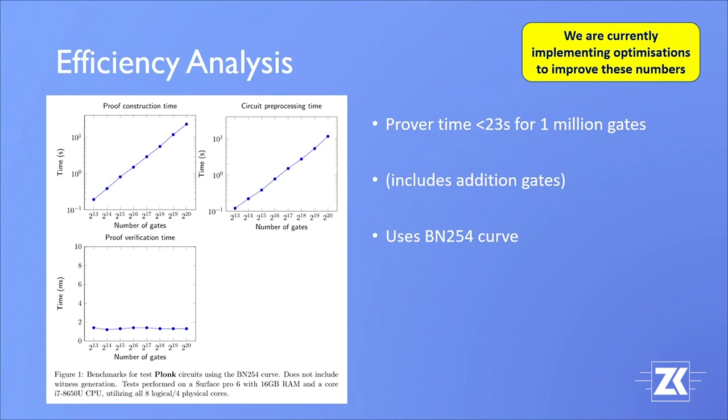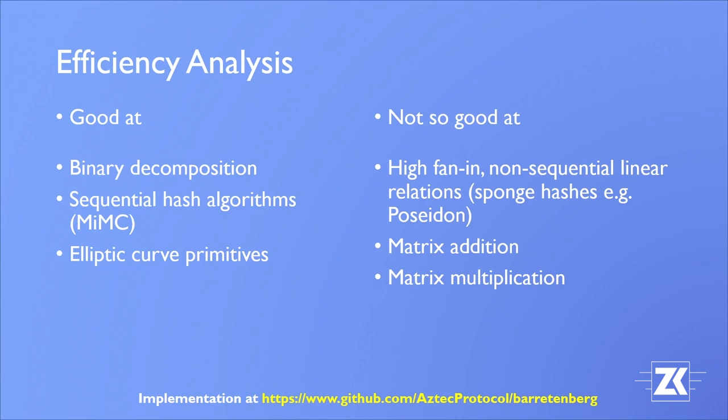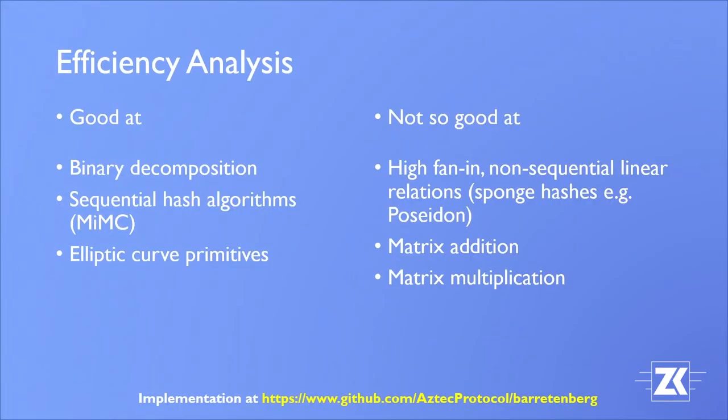1 million gates all in, pretty good, particularly when you can create quite expressive gates that perform a lot of work. So for example, in the full implementation of Plonk, Boolean constraints are free. You can do MiMC hash rounds with a single gate, and you can do elliptic curve point additions with two gates. So if you need to do things like Pedersen hashes or validity zero knowledge proofs, you can get quite low gate counts. It's very good at binary decomposition, but it's not good when you have high fan-in addition gates, these quite long linear relationships. You get this with sponge-based hash functions in particular, and things where you need matrix addition and multiplication.